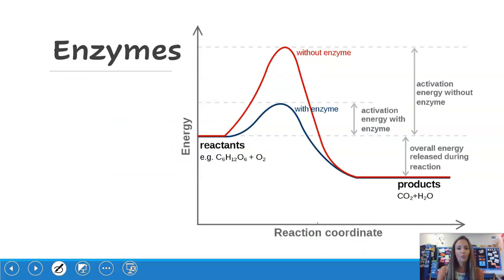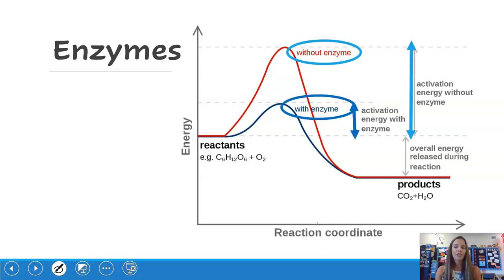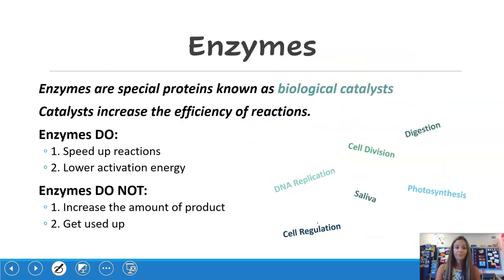Enzymes then are super important because they help lower the activation energy, which allows reactions to function more efficiently. You can see the light blue with the red line is without an enzyme present in the reaction, and then the dark blue line is with an enzyme present. So if you were running up a hill, which hill would you want to run up, right? The one with the enzyme, because it's going to take less energy to do so.